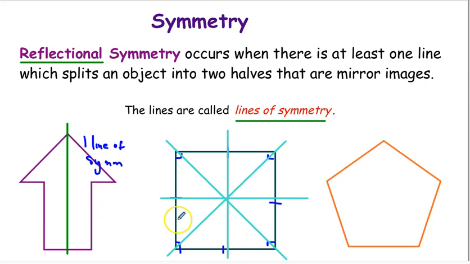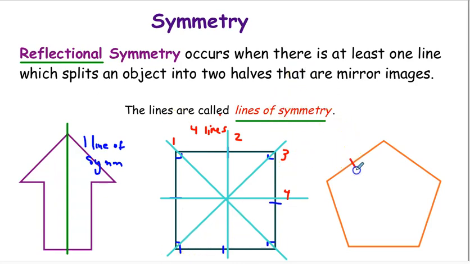Now, be careful when we count our lines of symmetry. Don't go all the way around because some of these are repeats. So I have 1, 2, 3, 4. I'm not going to count this one because this one we already counted. So in a square, we have 4 lines of symmetry. And this is all reflectional symmetry because if you were to take this, it's cutting it in half. If you were to put or fold this square along any of these lines, it would overlap itself perfectly.